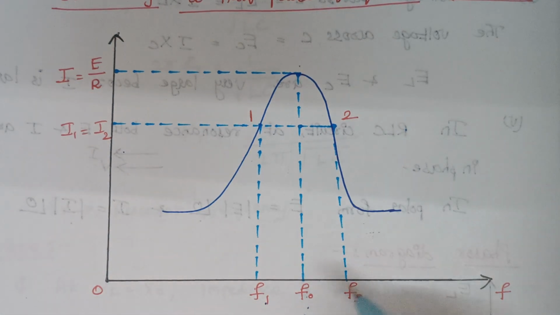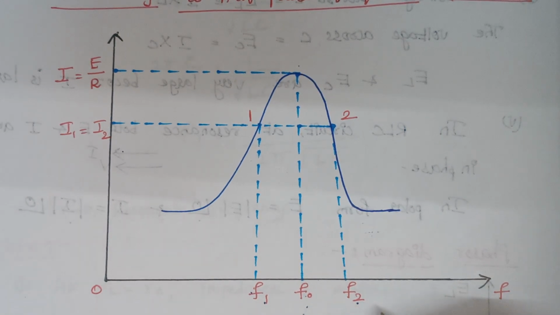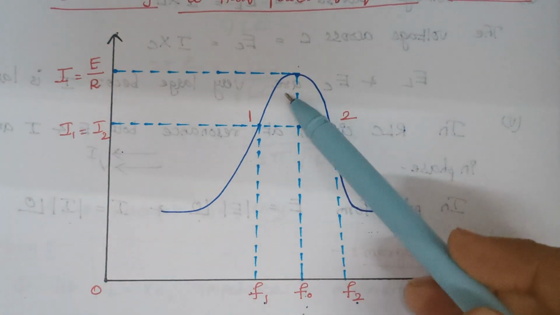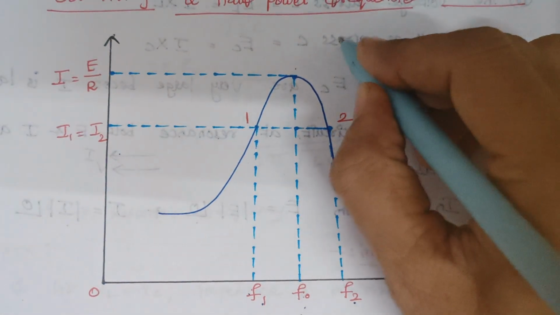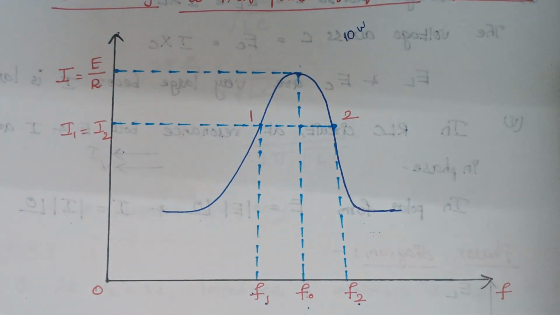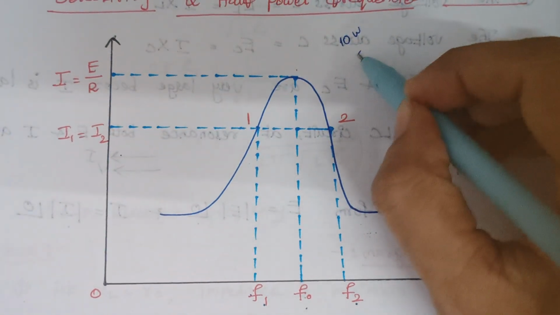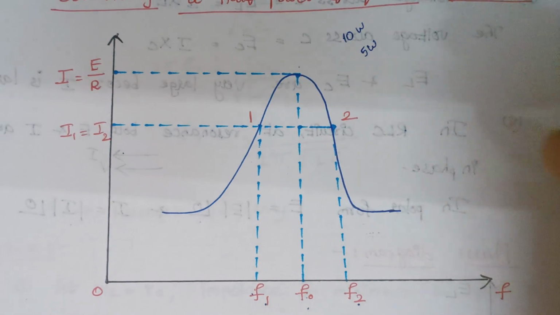Now, why are we calling these two frequencies, F1 and F2, half power frequencies? It is because the power will be half of the power which is available at the resonant frequency, right? For example, the power at resonant frequency may be 10 watts, whereas the power at F1 and F2 will be 5 watts, that is half of this power, right?